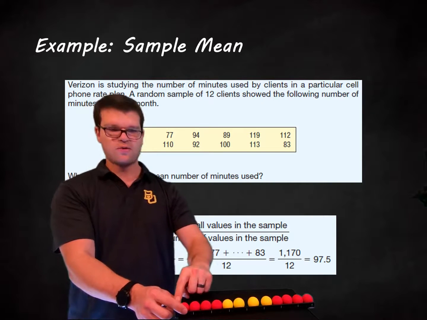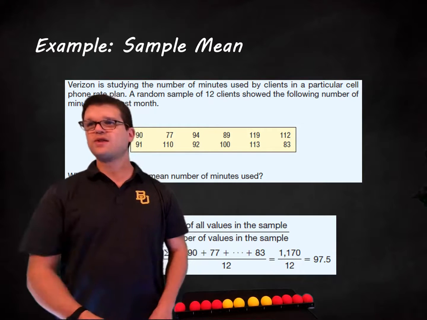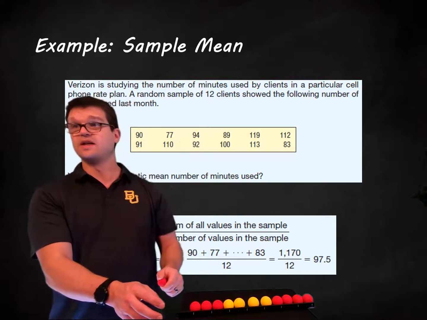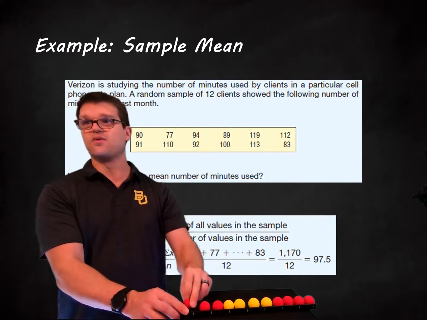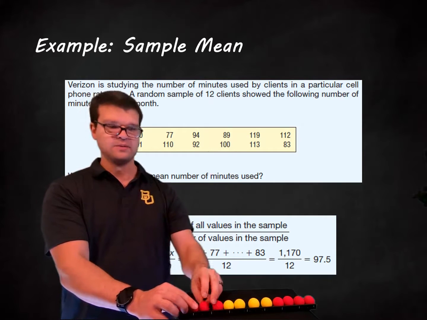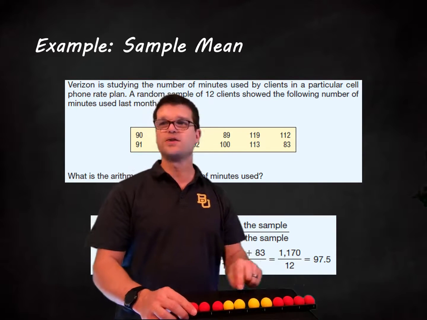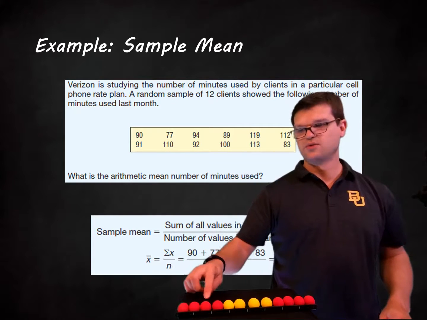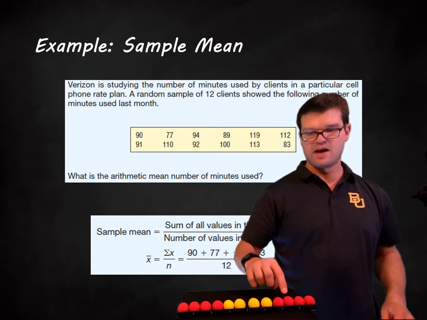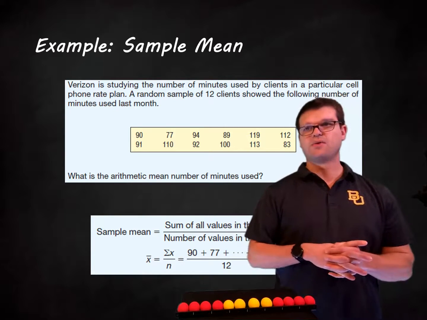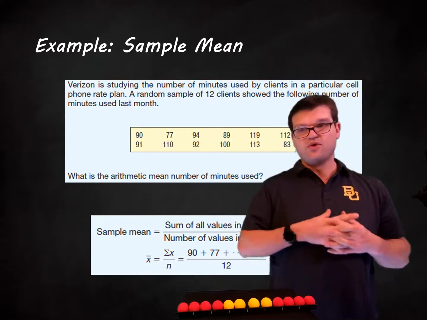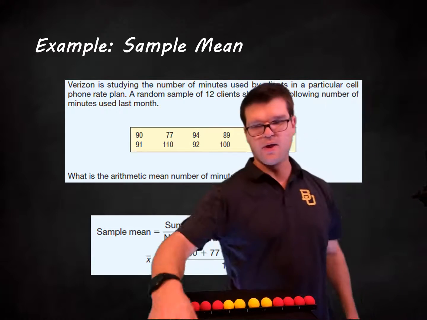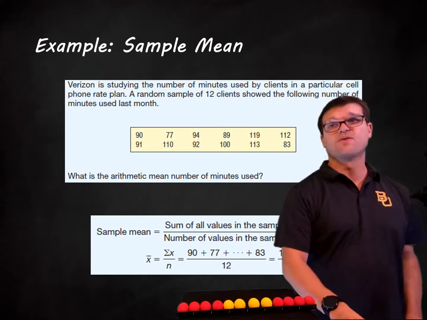You put them in order from least to greatest, where every single one of them has a value. This has a value of 77. This has a value of 83. This has a value of 89. And all the rest of these in order also have values. But they also have positions. This is position 1, 2, 3, 4, 5, 6, 7, 8, 9, 10, 11, 12. So it's really important to know that when you put data in order, you deal with positions and you also deal with values. And I will ask you for the positions and I will ask you for the values.